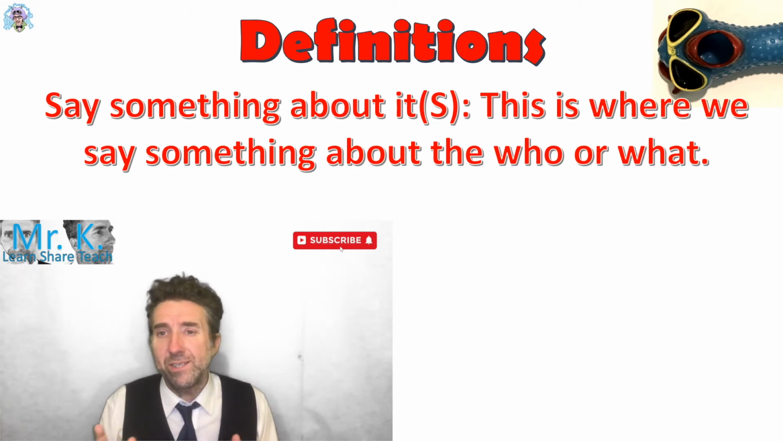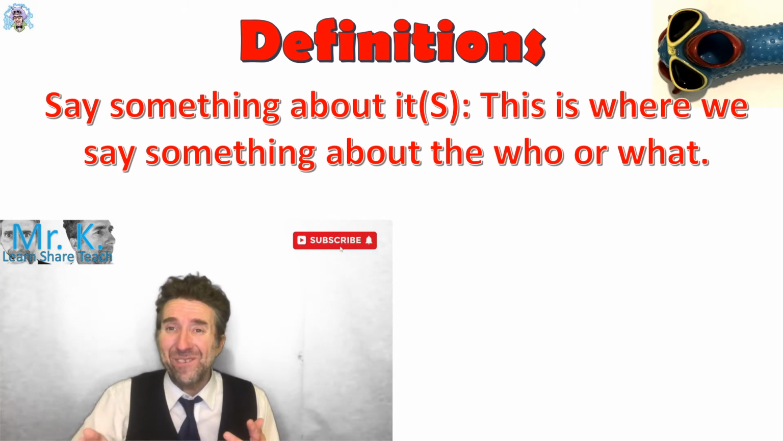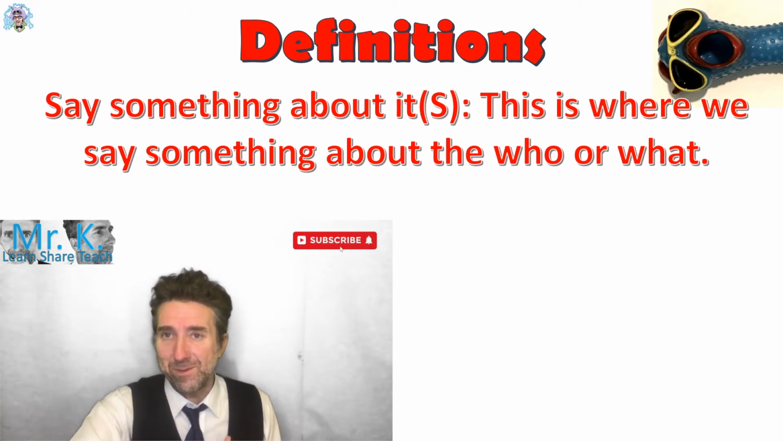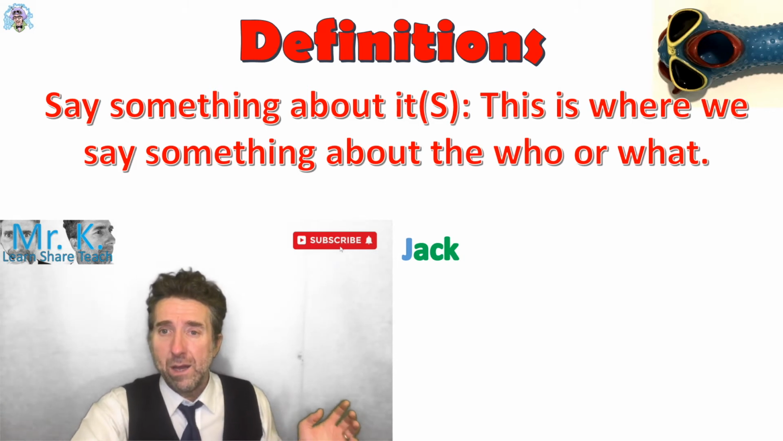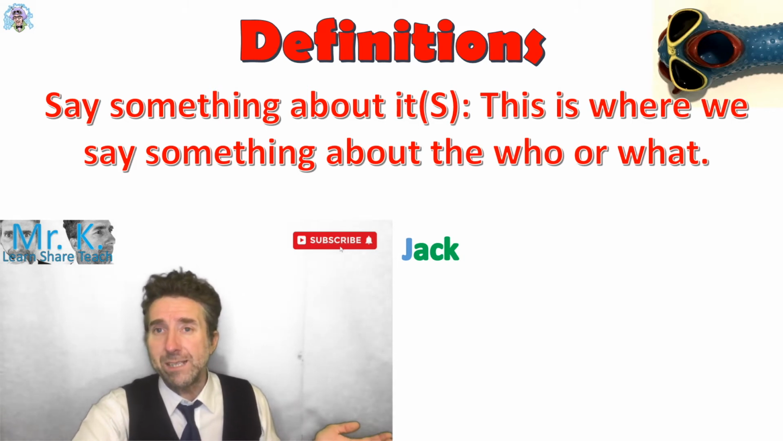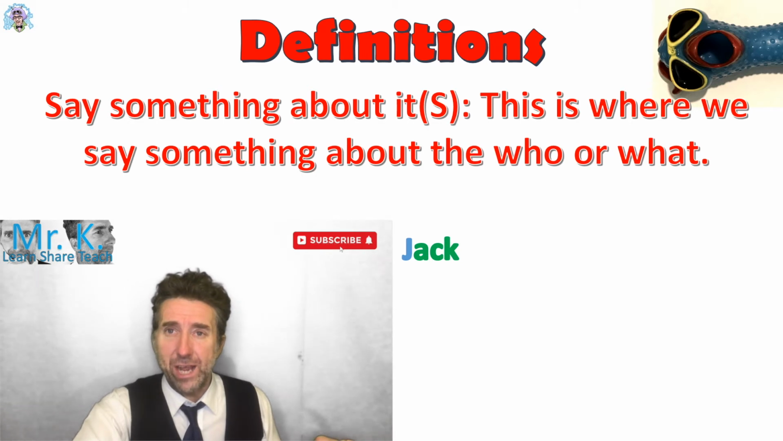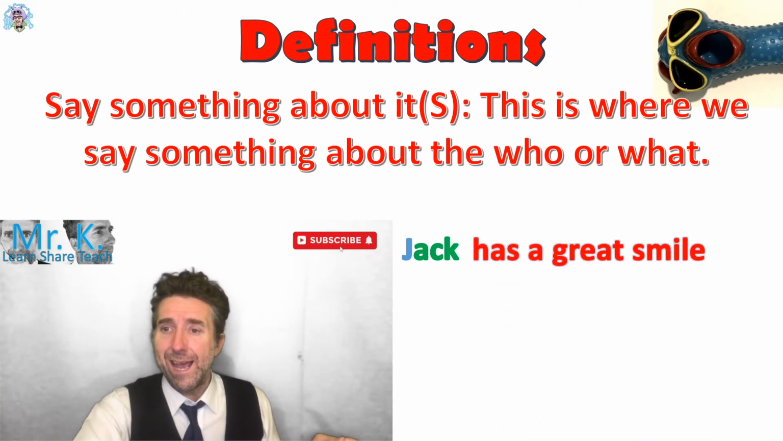Now this is where you say something about the who or what. Okay, I feel like I'm repeating myself, and I'll give you some examples now. So originally we had the name Jack. Now, that by itself, of course, is not a sentence, but we need to say something about Jack. So we'll say Jack has a great smile. So there you go. We're saying something about Jack.